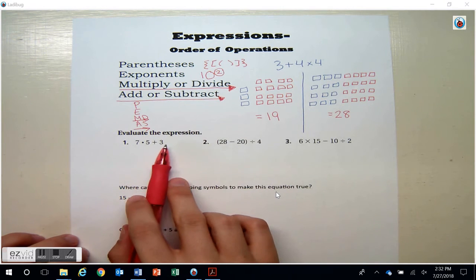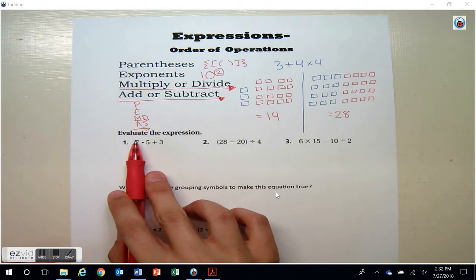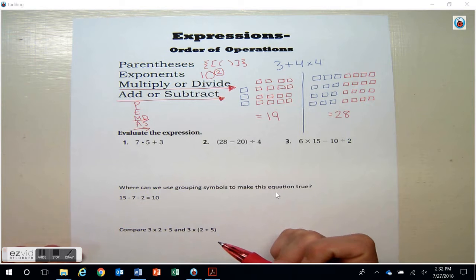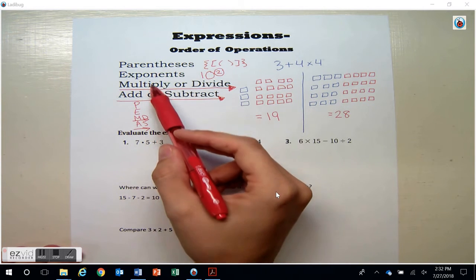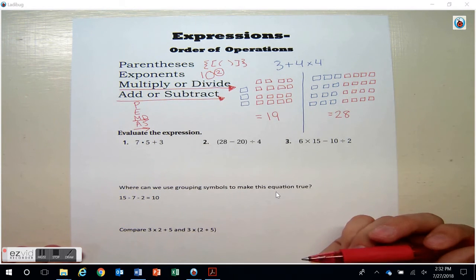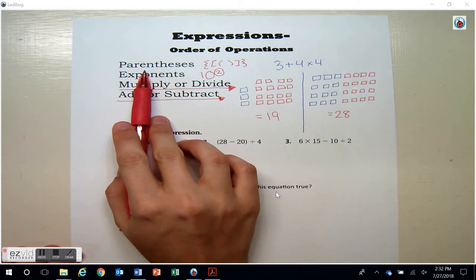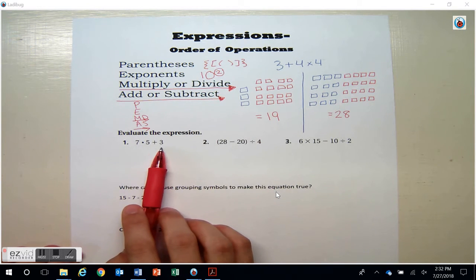It's an expression. We don't see any equal signs here, anything that this should balance with. Evaluate is kind of another word for solve or find the answer. So let's solve or find the answer, evaluate, by going through this sort of check off, which is the order of operations. Are there parentheses? No. Are there exponents? No.